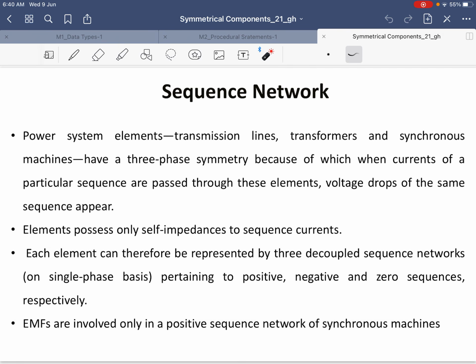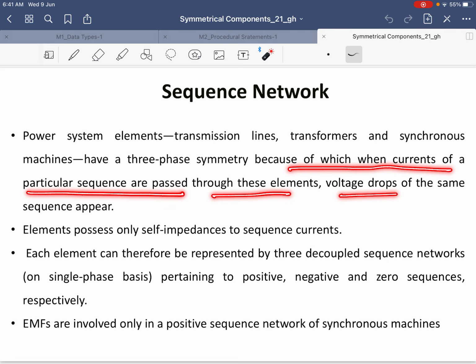That is why it is said that power system elements such as transmission lines, transformers and synchronous machines, either a generator or a motor, have three-phase symmetry. Three-phase symmetry means you are resolving into positive, negative and zero sequence, because of which when currents of a particular sequence are passed through these elements, the voltage drop of the same sequence appears.